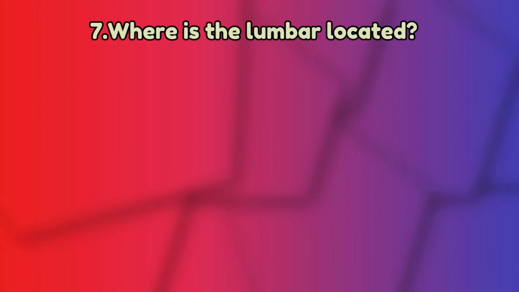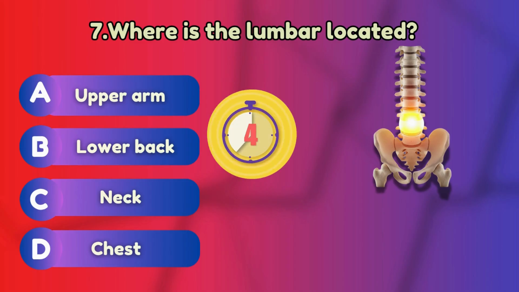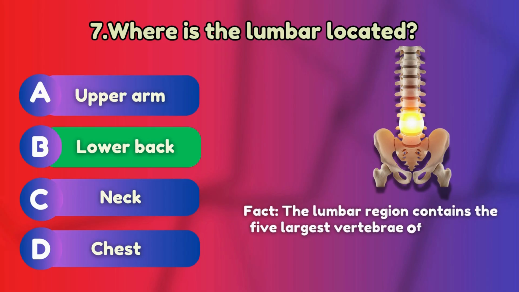7. Where is the lumbar located? A. Upper arm. B. Lower back. C. Neck. D. Chest. Right answer, lower back. Fact: the lumbar region contains the 5 largest vertebrae of the spine.